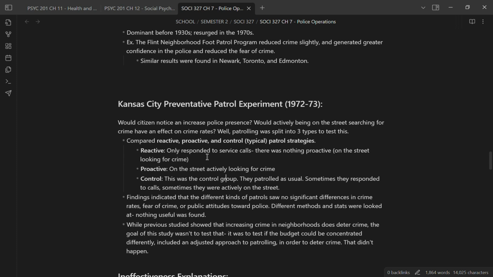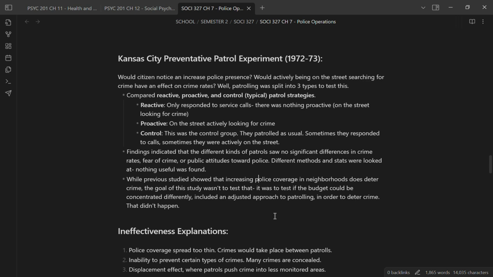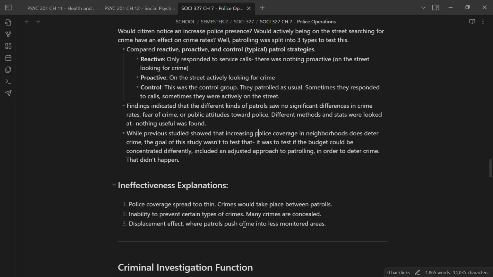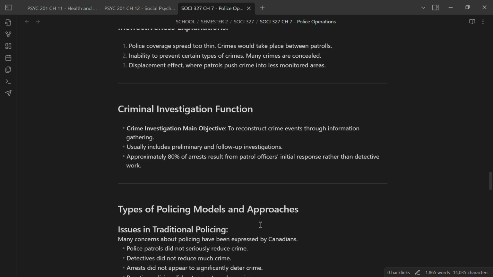We do have studies that show that increasing police coverage in neighborhoods does deter crime. But the goal of the study wasn't to test that. It was to test if the budget could be concentrated differently and included an adjusted approach to patrolling, right? So again, might have been ineffective because police coverage was spread too thin, where crime would take place between patrols, the inability to prevent certain types of crimes because many crimes are concealed, and the displacement effect, where patrols push crimes into less monitored areas.